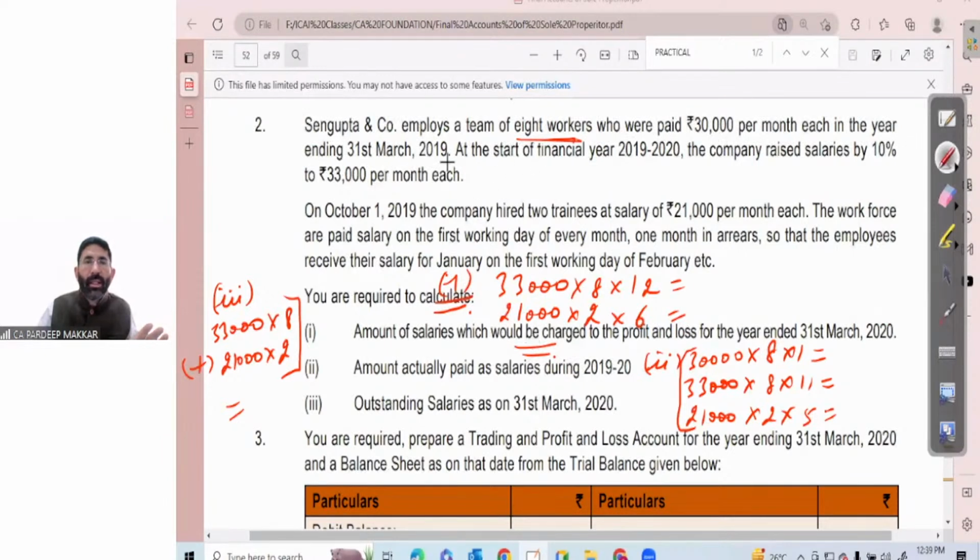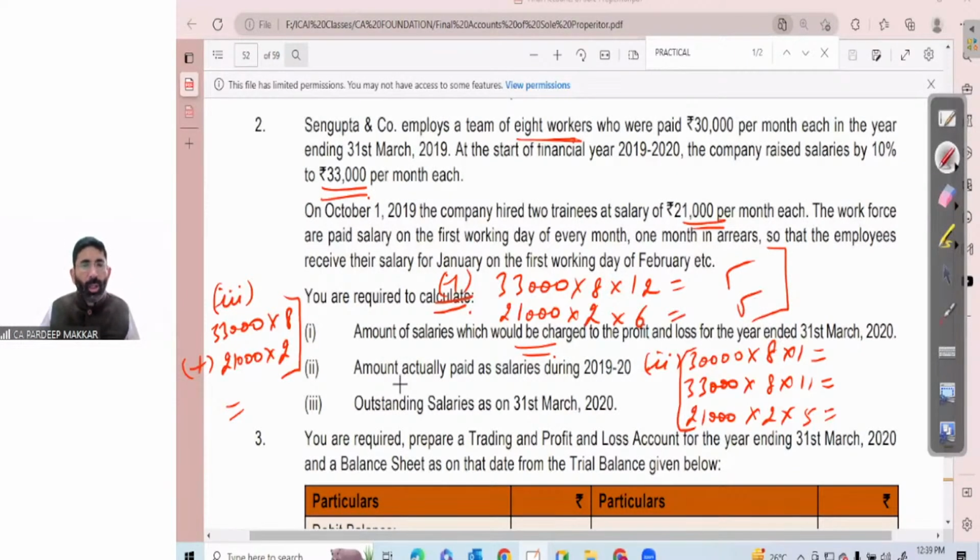As we all know, there is 33,000 salary per month for 8 workers who have worked for the full year. So the salary will be entered for that. 21,000 will be the salary for 2 workers who have worked with us for 6 months. So this is the total amount payable, whether paid or not. That is not a point of discussion.